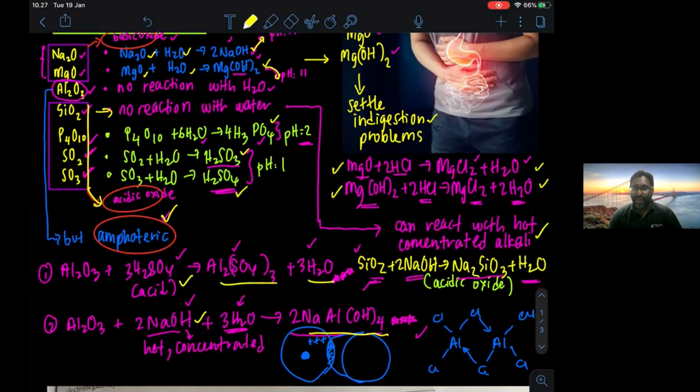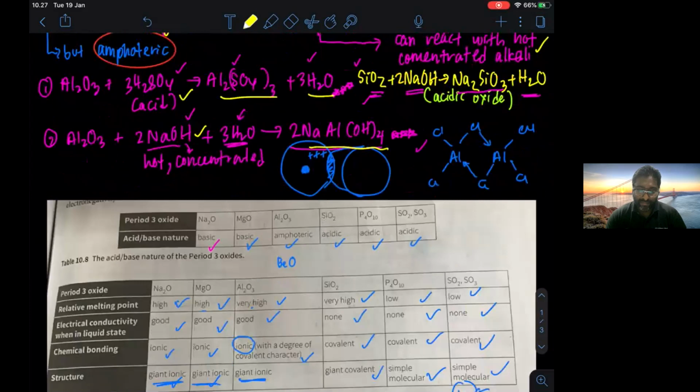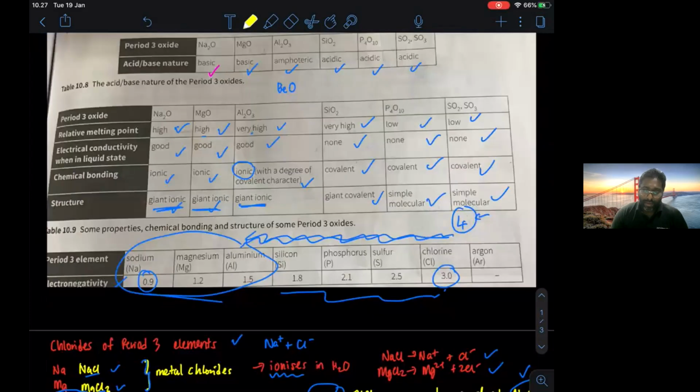Okay, so all these reactions are very important. When we look into this acid-base nature, you can see these two are basic, aluminium oxide is amphoteric, then the rest of them are acidic. And you can see as well the relative melting point. The melting point is going to increase generally because the metallic bonding is getting higher. And then you can see it is very high over here because it's a giant covalent molecule, and very low because it is a simple molecule.